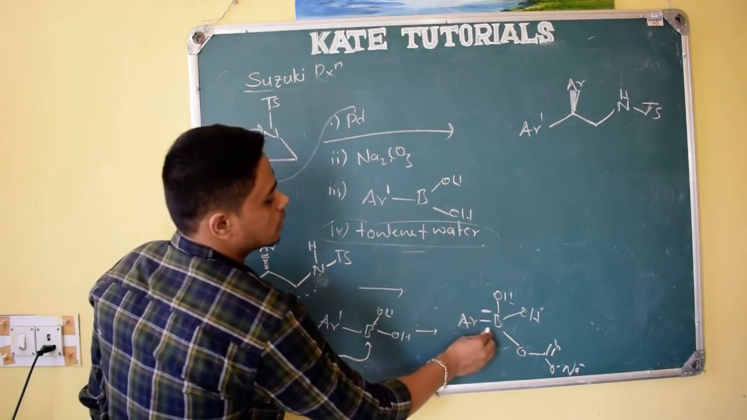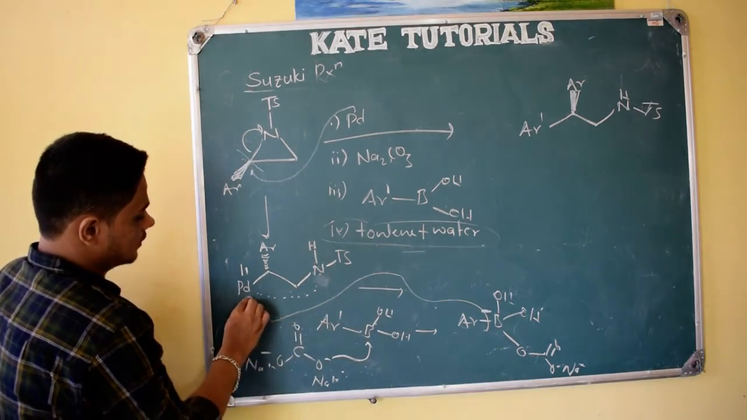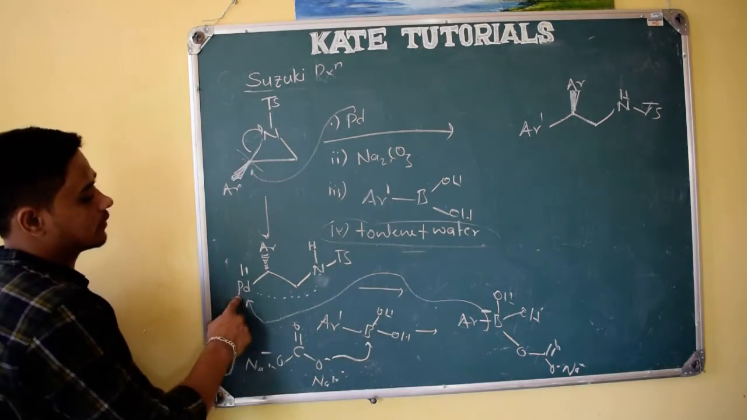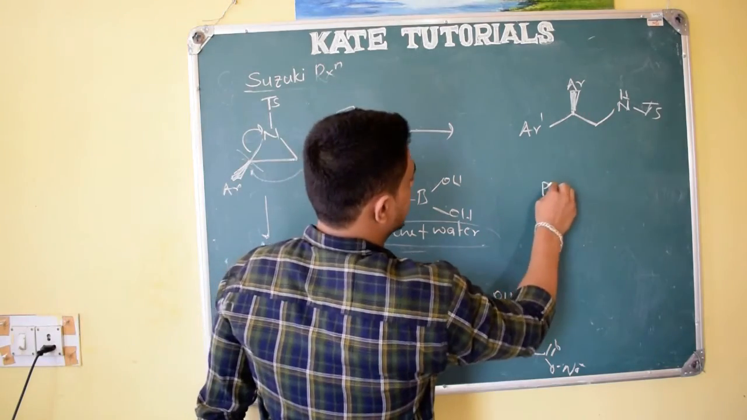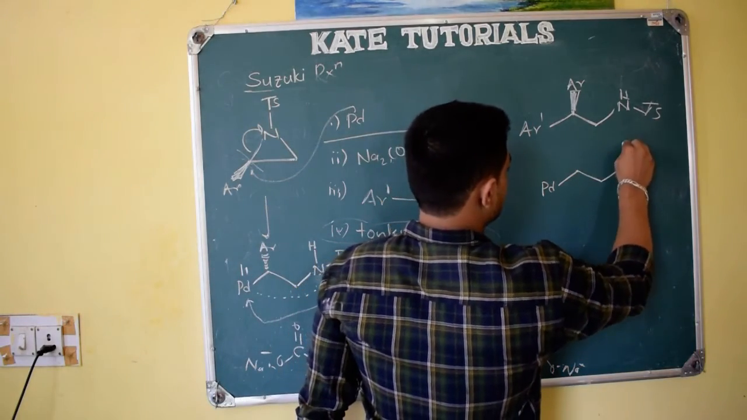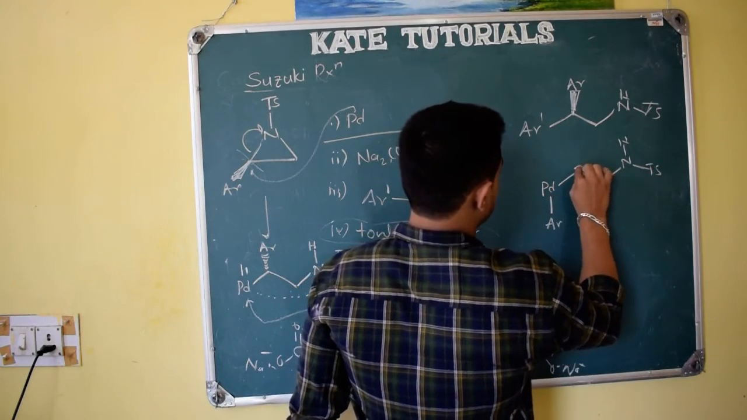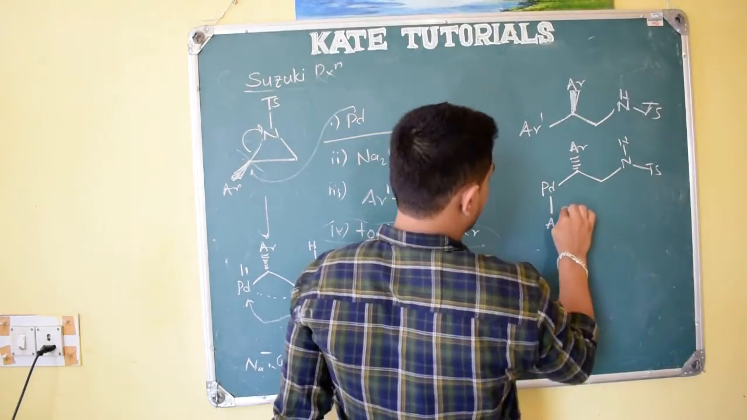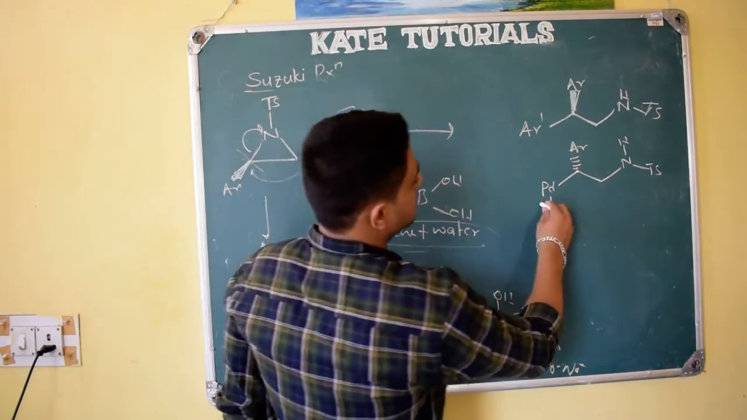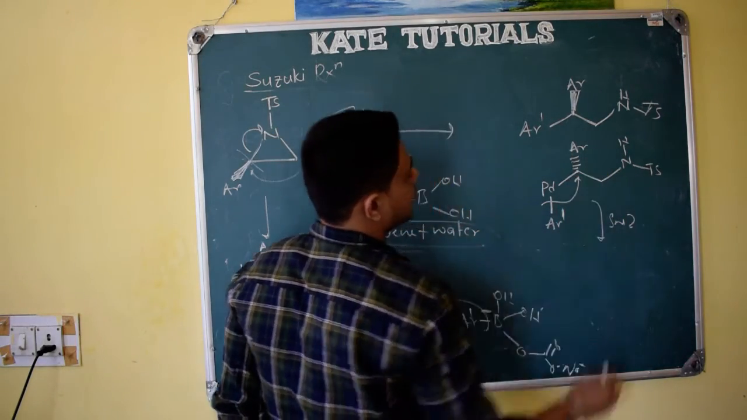Followed by nucleophilic substitution reaction. That is nothing but the transmetallation step, right? Transmetallation. So we get palladium, NHTs, and here Ar, and this is below the plane Ar, and here I have written Ar dash, right? So this is nothing but Ar dash. So reductive elimination, it is also like SN2. So again inversion of configuration.